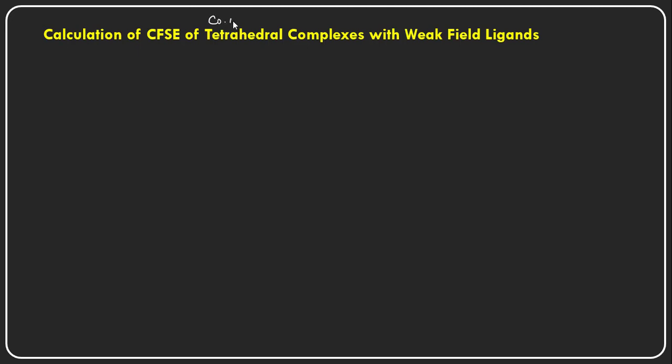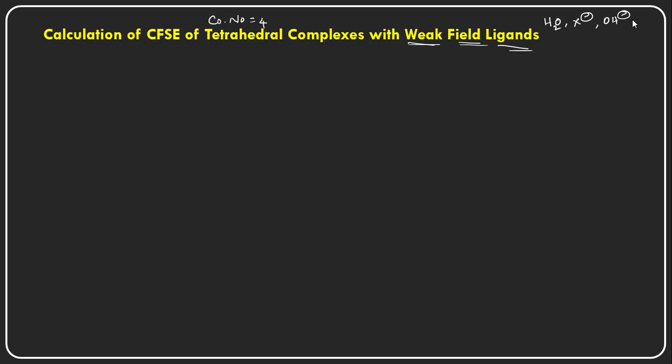So next we are going to calculate the crystal field stabilization energy for the tetrahedral complexes, that means coordination number 4 complexes, right? With weak field ligands. So what are the weak field ligands? The weak field ligands are like water molecule and OH minus ion and all the halogens, right? So these are the weaker field ligands.